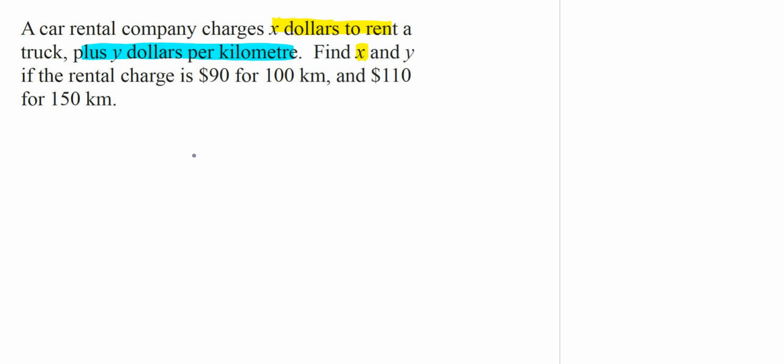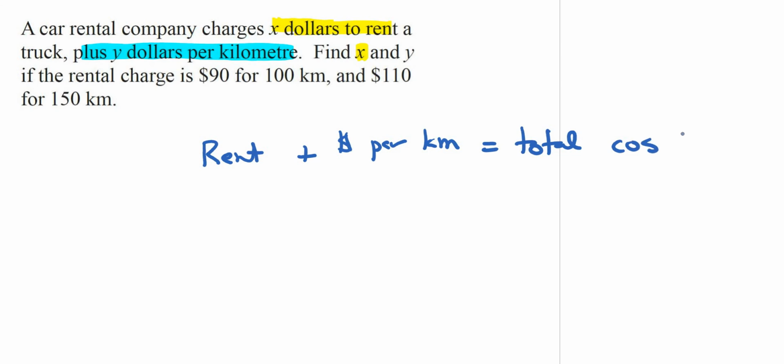So I guess if I write out an equation for the total cost, it's going to be the rent plus the dollars per kilometer, and that's going to equal your total cost. When you rent, you have to pay some money to rent the truck up front, and then you also have to pay money per kilometer. It's kind of like one of those cell phone questions where you have to pay money for the service charge plus money per text message that you sent, and that's going to be your total bill for the month. So similar idea there. Okay, now let's take a look at the first one.